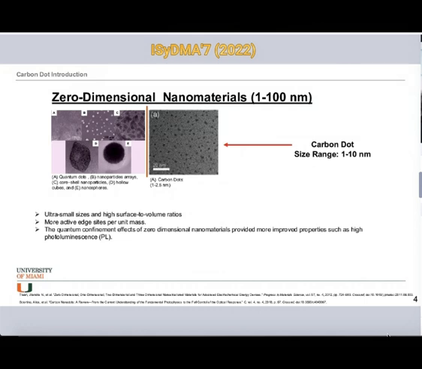The main point about this zero-dimensional nanomaterial is the small scale. And of course, what I call ligands on the core of the carbon dust are really active edges. Finally, quantum confinement also tells us that we can improve properties, such as high photoluminescence, if we add elements such as sulfur or phosphorus, as an example.